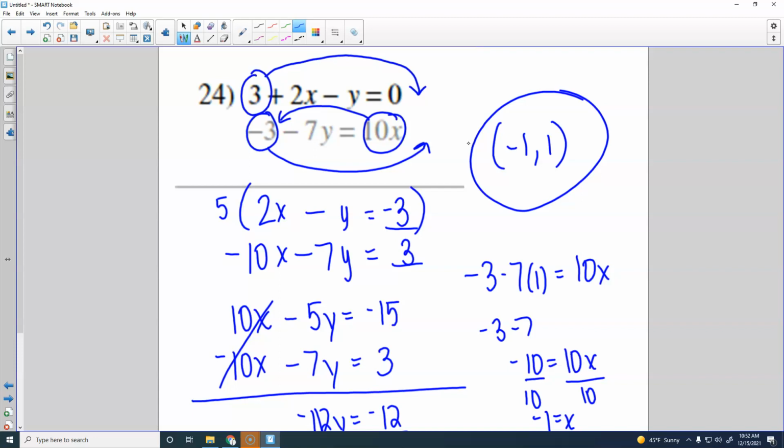Okay, questions? Yes. I just used the beginning equation here. So I went back and used this equation. If you used this instead, that's okay too. Either one is fine. Okay, questions?